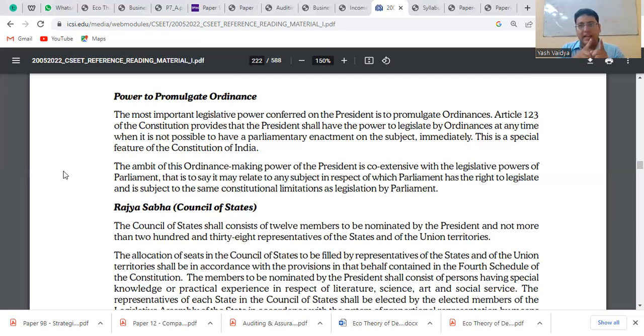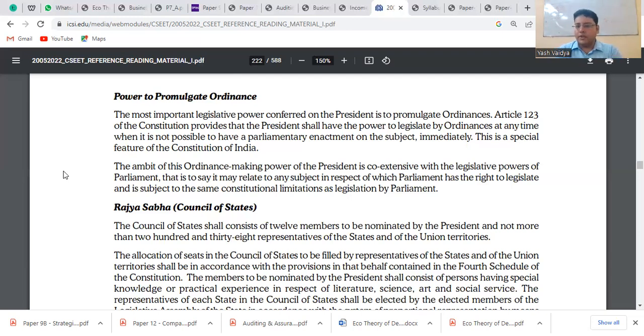Okay, but this ordinance will also have the same limitations as the legislation by Parliament. In short, Parliament cannot go to the President and proclaim any ordinance which is against the basic structure of the Constitution. So tomorrow morning, the Prime Minister cannot go to the President and say that I want to proclaim some ordinance which will take away the fundamental rights of people. No, that is not allowed. To that extent, if such a thing happens, that ordinance will also become null and void. Very clear. What is this power?